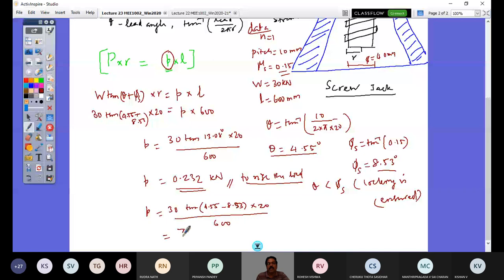I get 75.9 kilonewton. That's P, right? So is that correct? Sir, obviously you require to unload because already you have the effort to raise the load, which would be called an effort, but to unload you should have more effort to be applied. Then only, because it's locked, right? It is locked, so that is why you get this answer, right? So what did the earlier answer we had at tan 13.08?